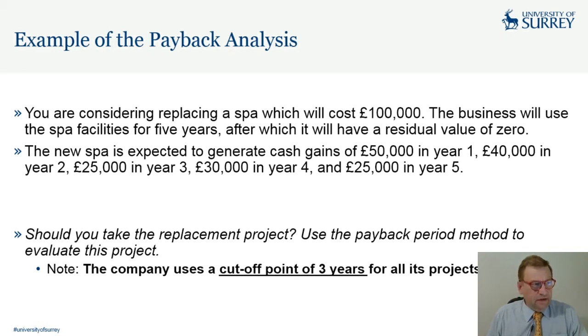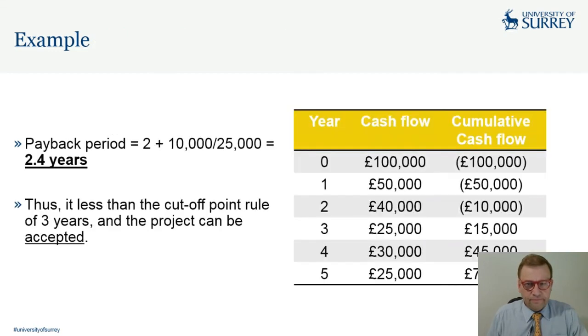Okay, I hope that you have calculated this. So let's see how it looks. We have this cash flow: 100 that we put in, and then 50, 40, 25, 30, and 25. And we accumulate the cash flow. At the beginning, we are at minus 100 after year 0. After year 1, we still have minus 50. After year 2, because we earned 40, we're still about 10 on the minus side. But in year 3, we receive 25. So after year 3, we are positive 15.